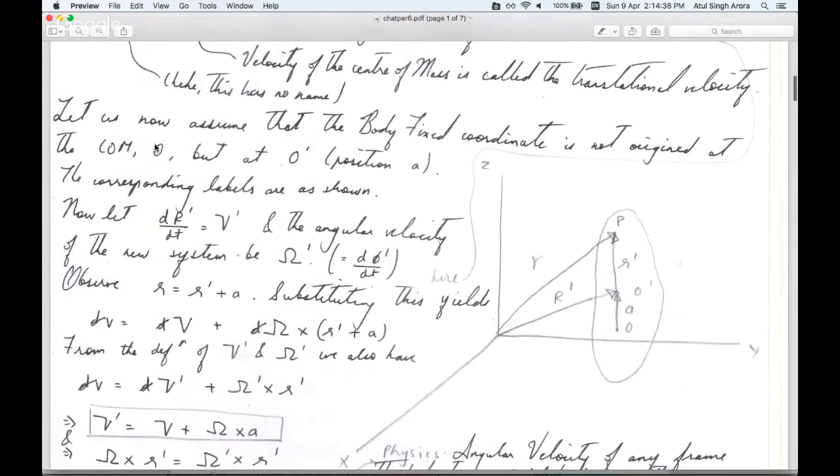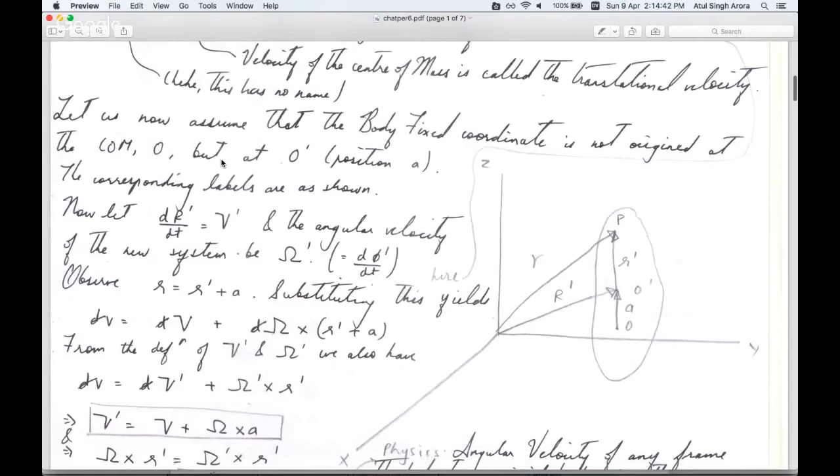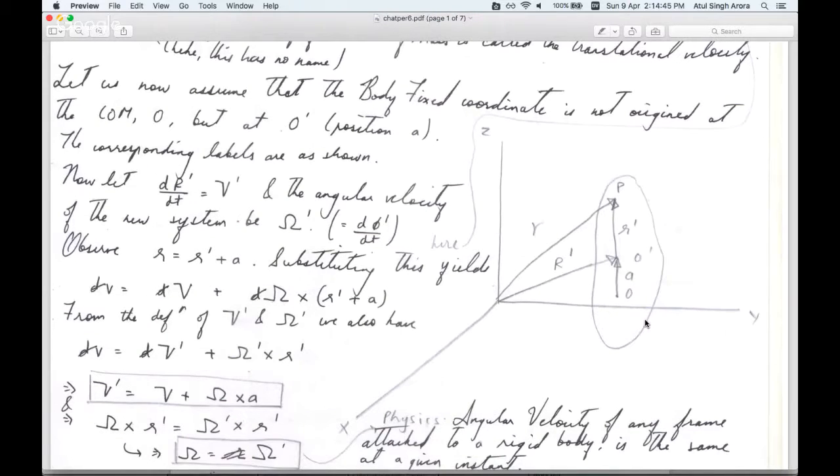Okay, so let's try to see why this omega has a good meaning for the whole body. Why that works is, well, let's start with assuming that we have another origin. So the body fixed coordinate is not actually at the center of mass, it's at O prime. Now in this frame, the point P will be given by r prime. The location of O prime is represented by R prime.